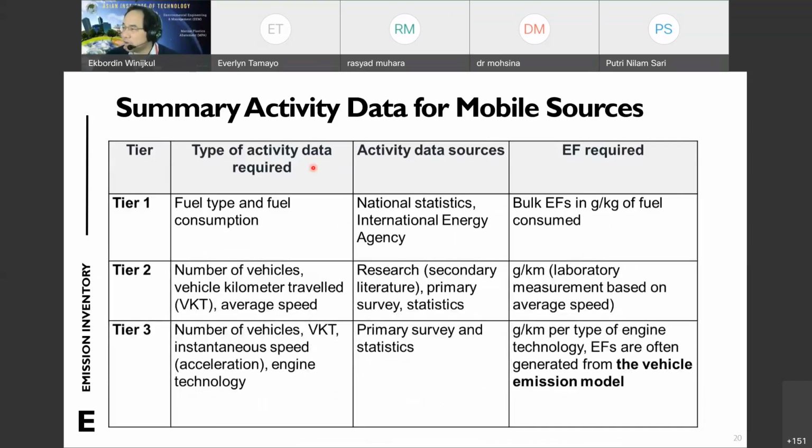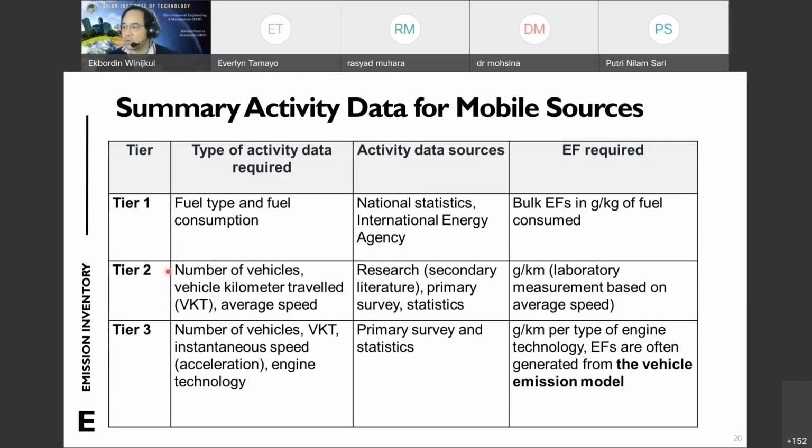Okay, for the mobile source, the activity data and emission factor are going to be based on this information. For tier 1, for activity data, we can use fuel consumption. And then for emission, the emission factor is going to be the bulk emission factor. I think I already used this example several times. How much gasoline is used in the transportation sector, and then what is the particulate matter emission from burning 1 kilogram of gasoline, something like that.